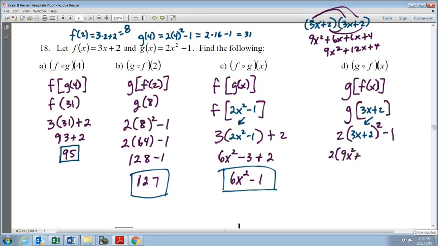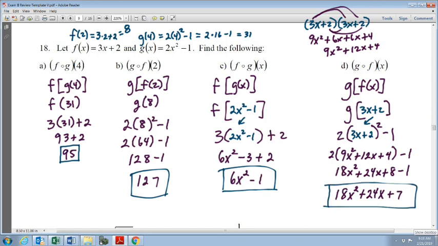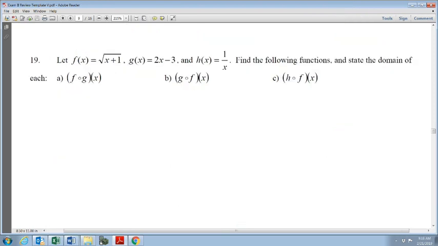So we have to distribute that by 2 times 2. And don't forget the minus 1. And so let me go ahead and distribute there and bring down the minus 1. And 8 minus 1 is 7. So our final answer is 18x squared plus 24x plus 7. All right, let's move on to 19.